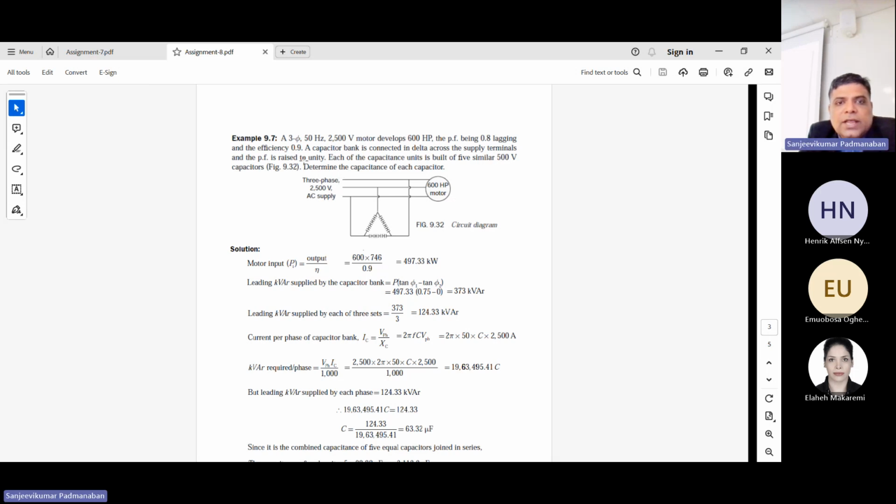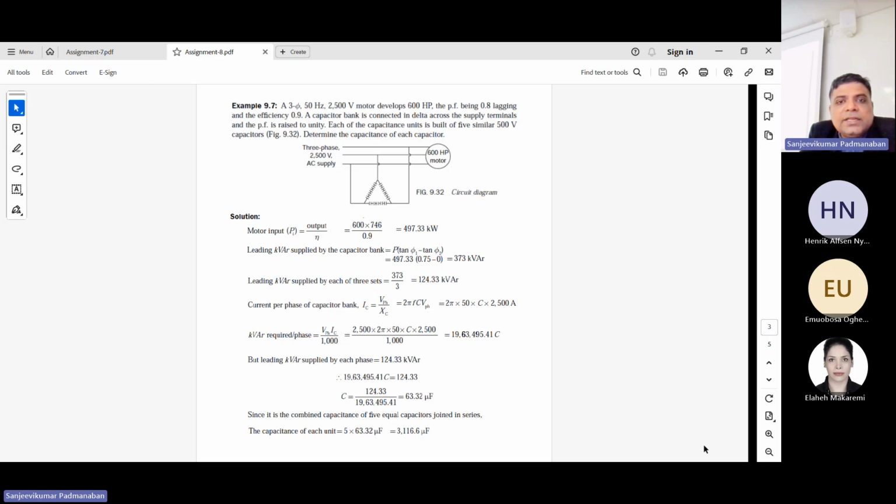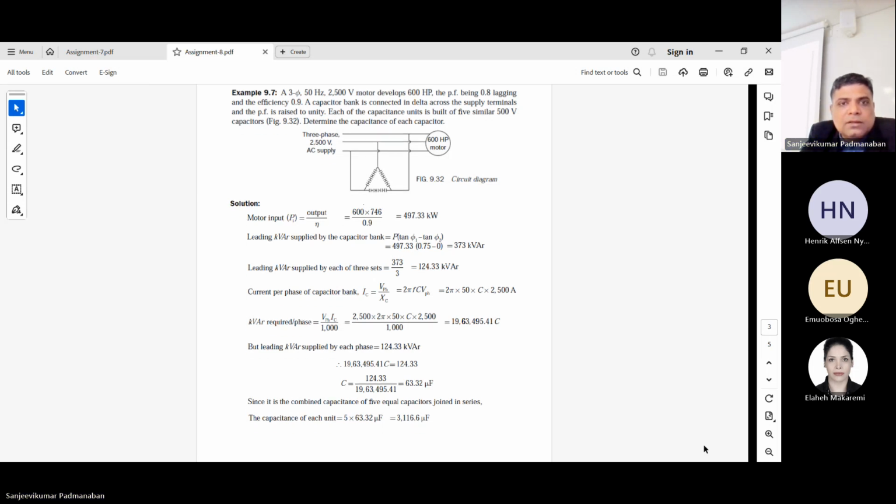And the power factor is to rise to unity. We want unity power factor here. The last problem needed 0.9 power factor, improved from 0.7. Here we need to increase from 0.8 to 1. Each of the capacitor units is built up of 5 similar 500 volt capacitors. So there are 5 banks, similar to the previous problem, with the 500 volt capacitor. Determine the capacitance of each capacitor. So let's solve the problem.